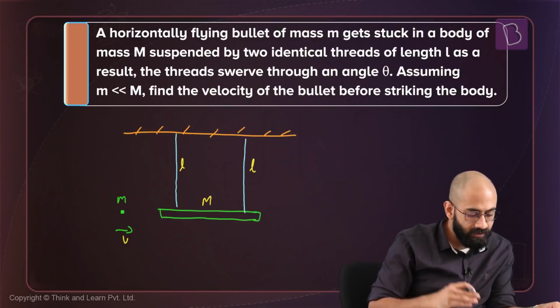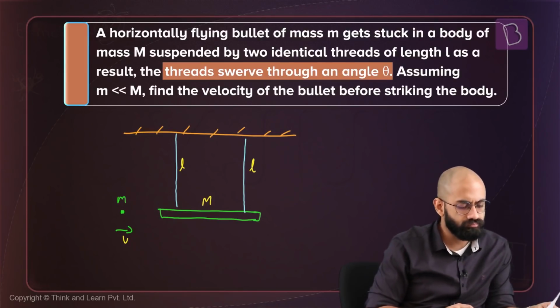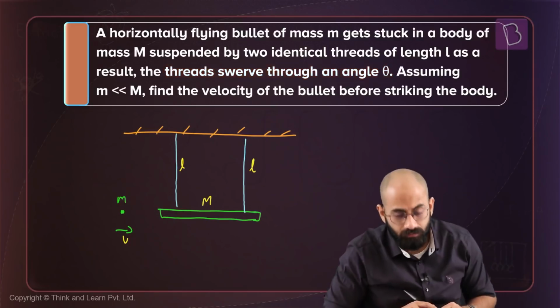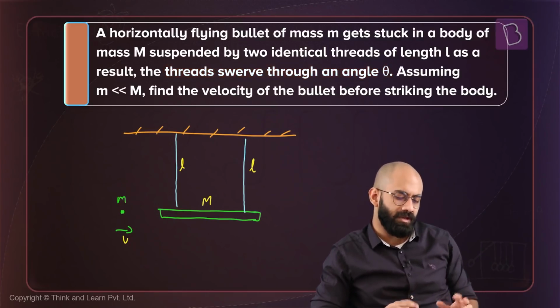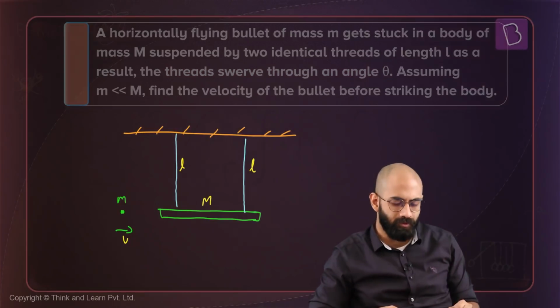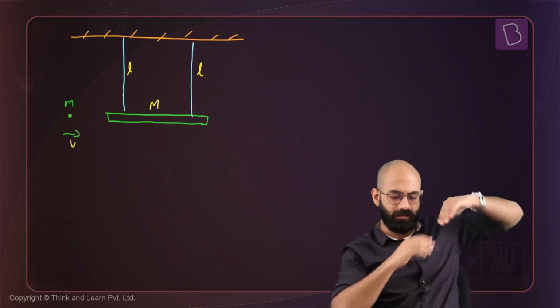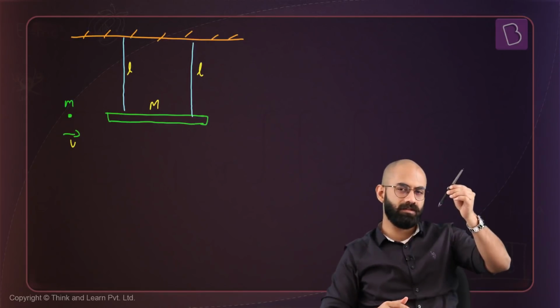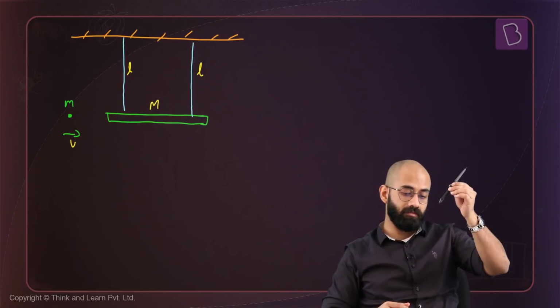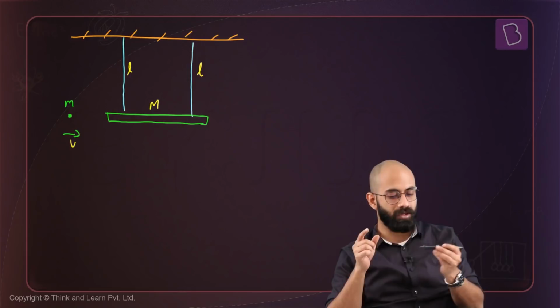So the question tells us that the threads move up through an angle theta. Cool. So how will this move? Now, some of you might get a little confused here. How the body moves is probably the most important part of this question. You might think that it'll move like that. Let's say this is your body and it's hit. You might think that it'll move like this, but the truth is it won't, because every single point on that will have to undergo circular motion.